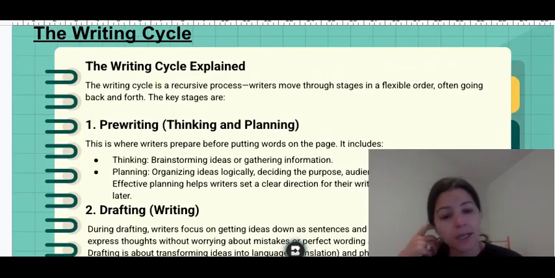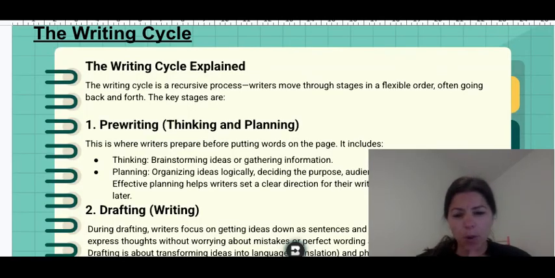Then we have our drafting, right? Where we are focusing on getting ideas down into sentences, not really worrying about perfecting it, but making sure that we're transforming ideas into language, which is that translation, which involves those translation skills.